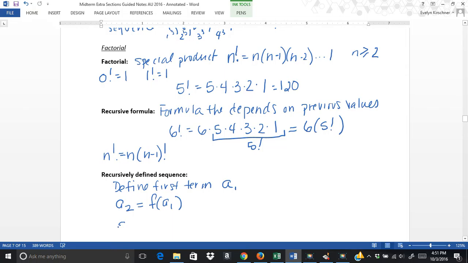So an example might be, if I have A1 is 3, maybe A2 is 4 A1 plus 3. Okay, so that would be 4 times 3 plus 3, which is 15. And in general, the nth term would be 4 times the previous term plus 3. And so that's how I would have a recursively defined sequence.